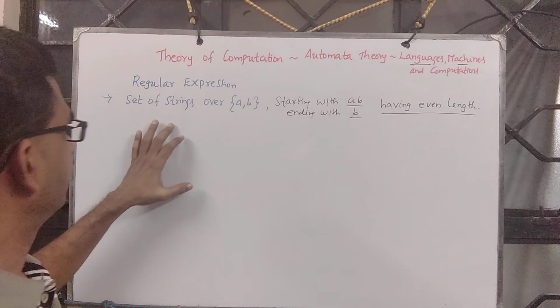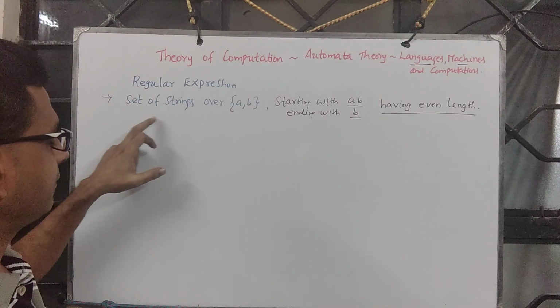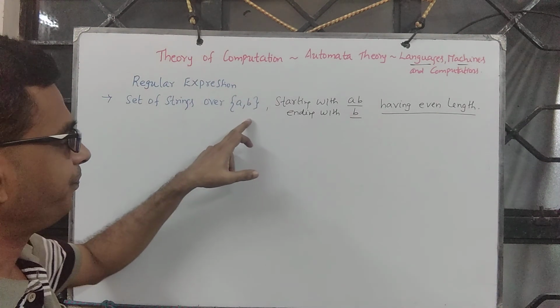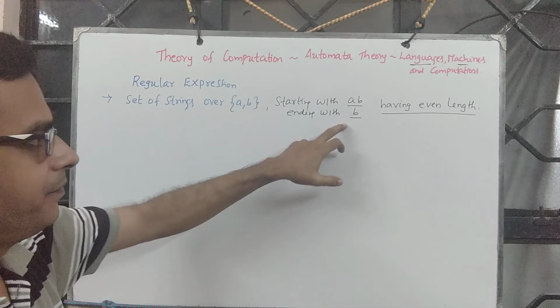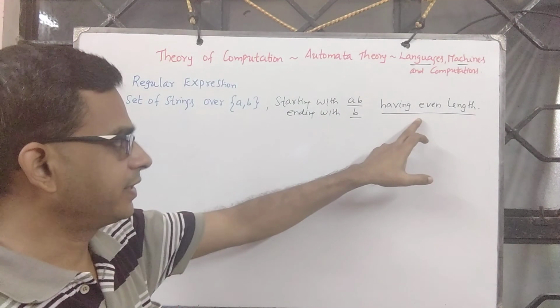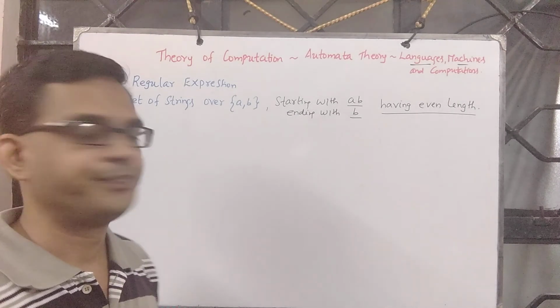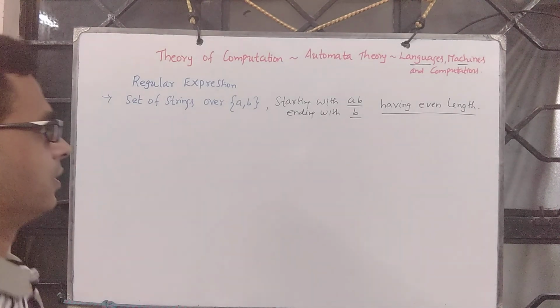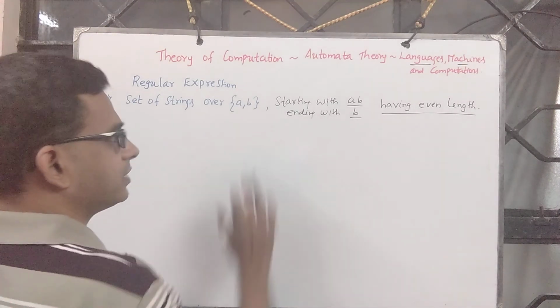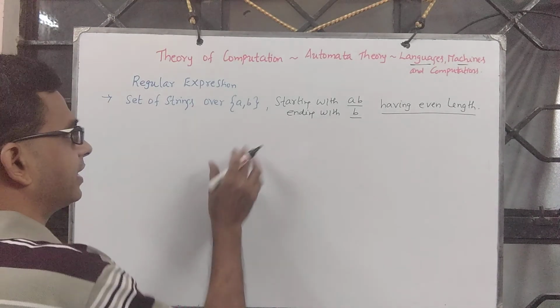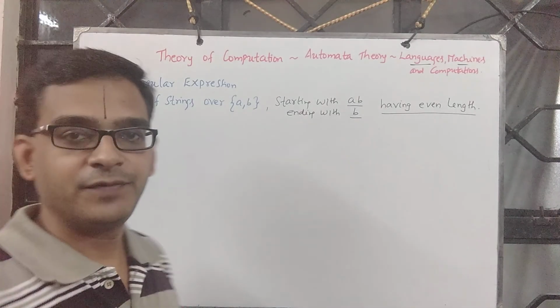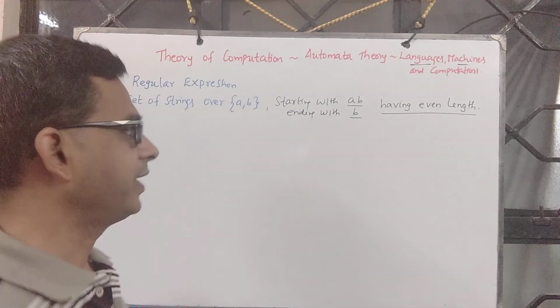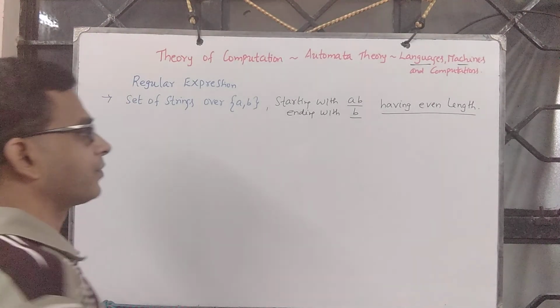Consider this set of strings over A comma B, starting with AB, ending with a B, and the length of the string must be even. Now for this we wish to construct a regular expression, subsequently an NFA with epsilon transition followed by a DFA.